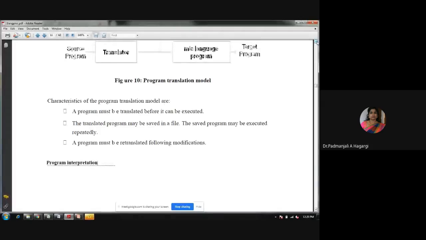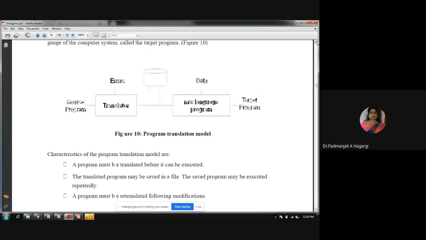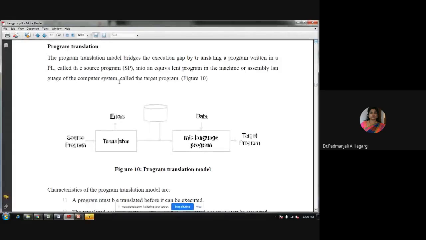So here I'm just showing you the figure, the program translation model. These are the translators. It can be C++ or Java or any high level language, and the translated data is stored, ready to generate the machine language. And the machine language generated itself is called the target program.